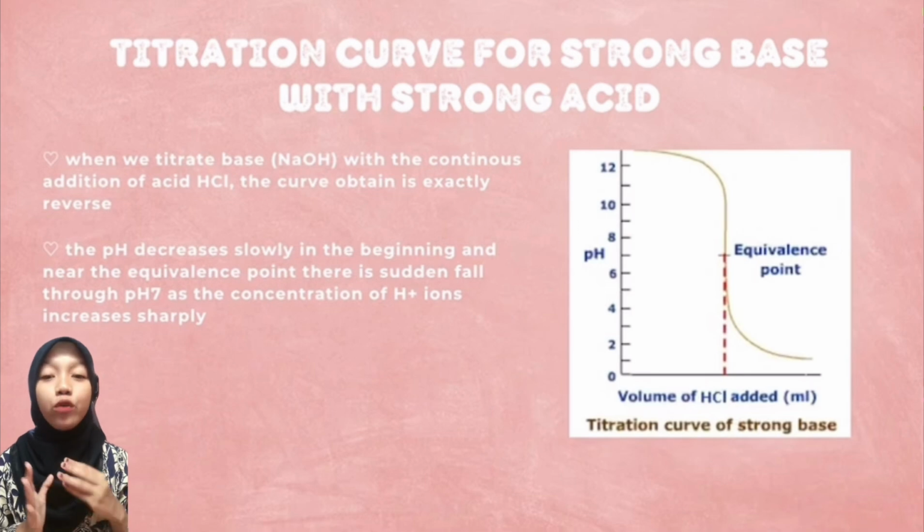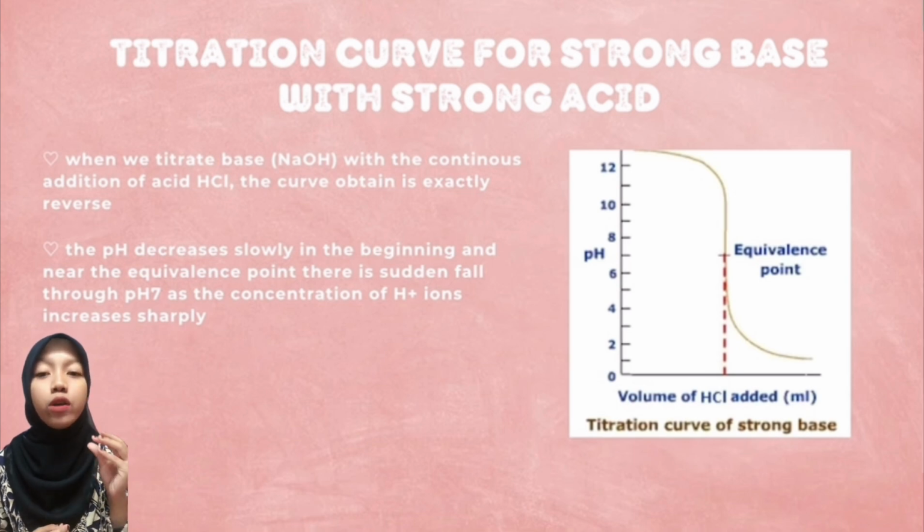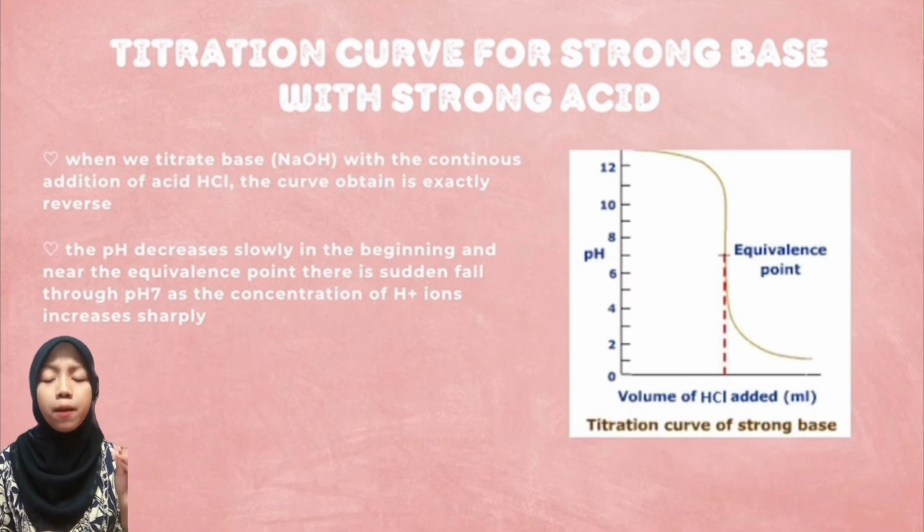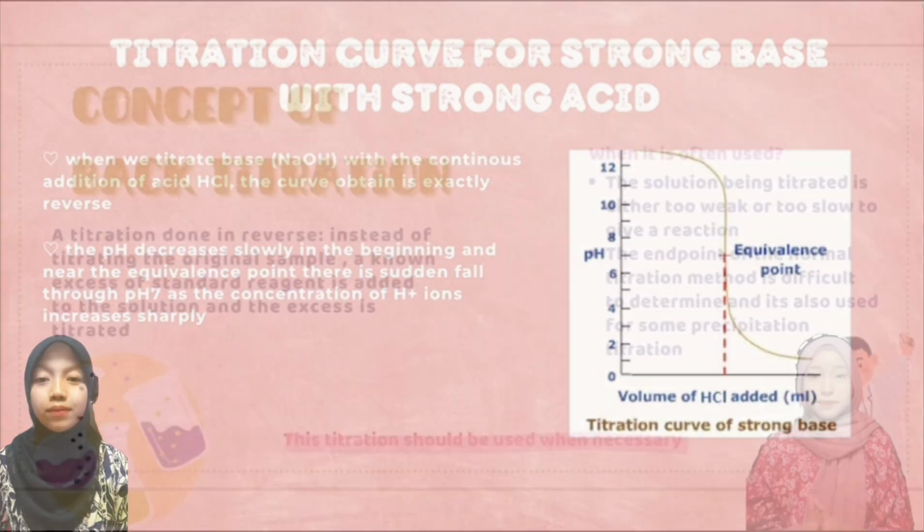Next, we move to the titration curve for a strong base and strong acid. When we titrate base with the continuous addition of HCl, the curve obtained is exactly reversed. The pH will decrease at the beginning, and near the equivalence point, there will be a sudden fall through pH 7 as the concentration of H+ ions increases sharply.